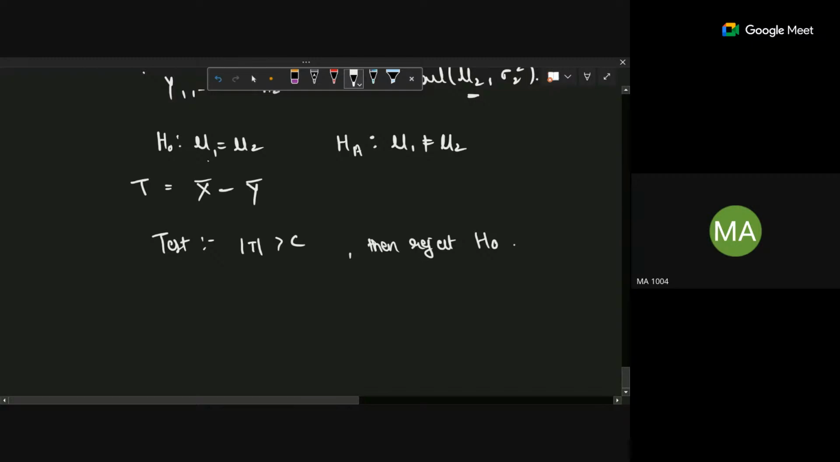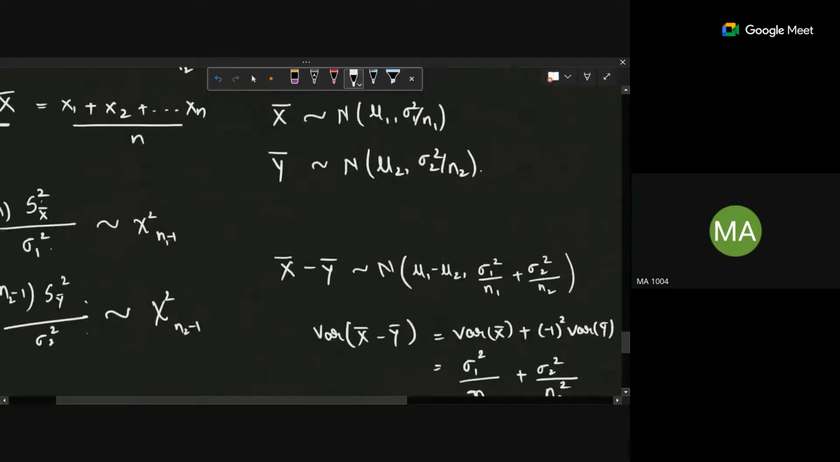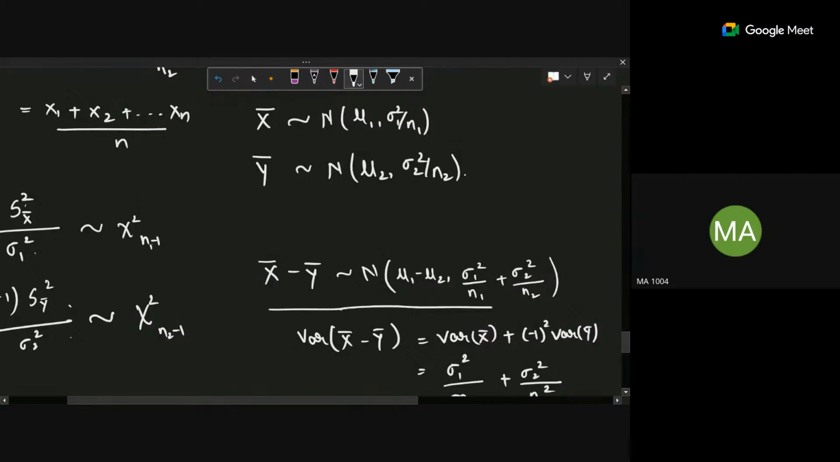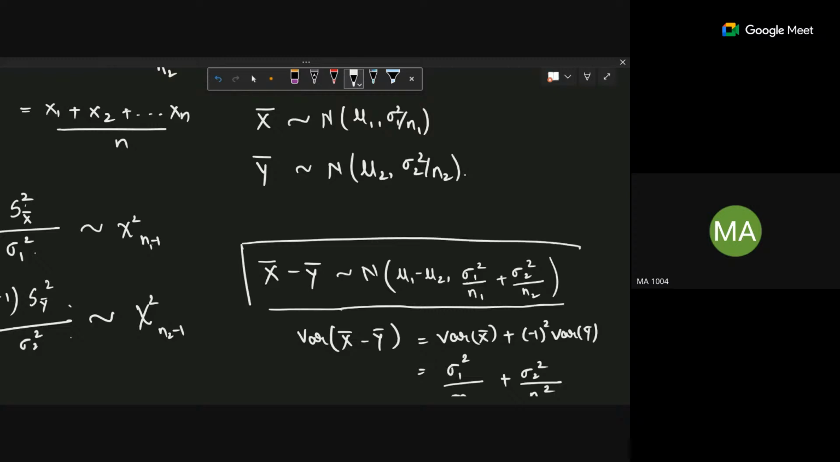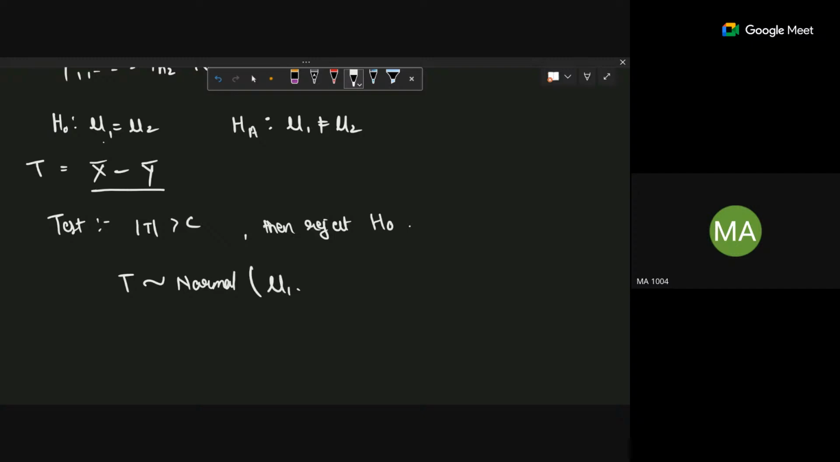Now what to do? As usual, we will go for the alpha. Do we know anything about x bar minus y bar? I have computed that, right? At that time you might have been thinking why she is doing all this stuff. We know that x bar minus y bar is going to follow a normal distribution, with mean mu1 minus mu2 and variance sigma 1 square by n1 plus sigma 2 square by n2. So can I say that t follows a normal distribution, x bar minus y bar, with mean mu1 minus mu2 and variance sigma t square?